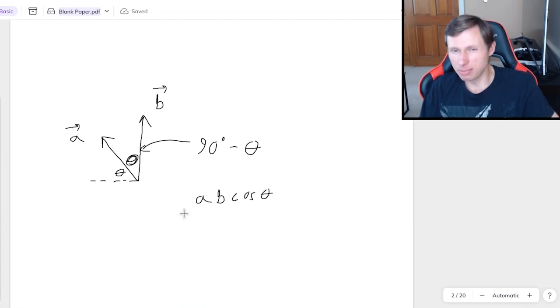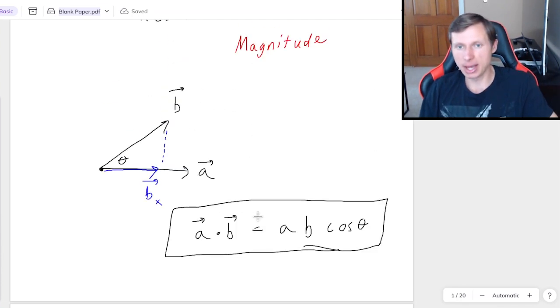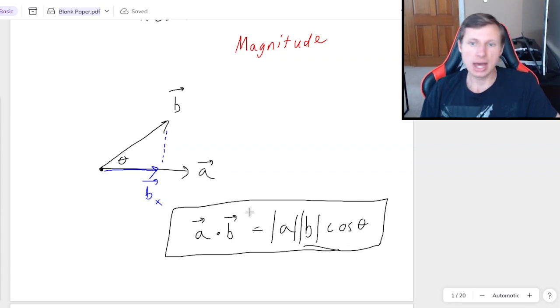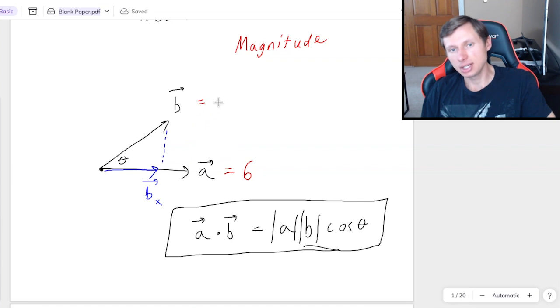And one more very important thing that I left out. When I have A times B here, it is the magnitude of A times the magnitude of B. And I'll add that back in the formula right here, because that's very important. And that matters because there's two ways they can represent that. For instance, I could say A equals 6, and that points straight to the right, while B equals 5 at an angle of, let's say, 30 degrees.